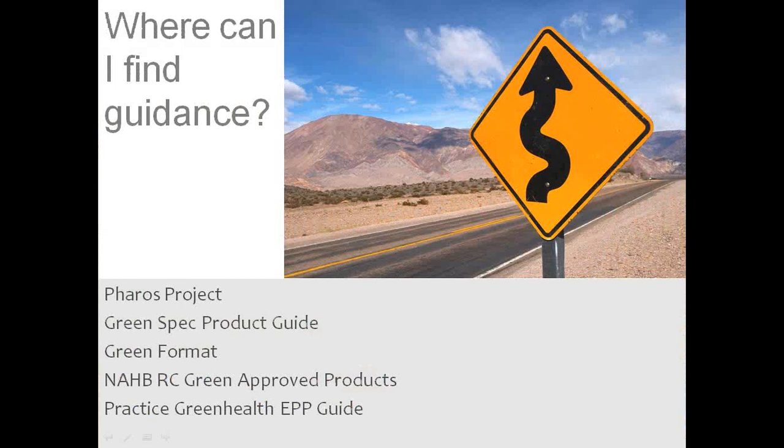On the next slide, we want you to know that there are places that you can go to find guidance. So if you're looking for these healthier products, you can look on the Pharos Project, which is an online resource. There are the GreenSpec and GreenFormat guides, which are located online. In addition to some of the others that you see listed here, there are a lot of different places that you can find guidance. But probably the most important one that we can point you to is some of the online resources available through UL Environment and the GREENGUARD website for low-emitting materials. So let's move on to the next slide.